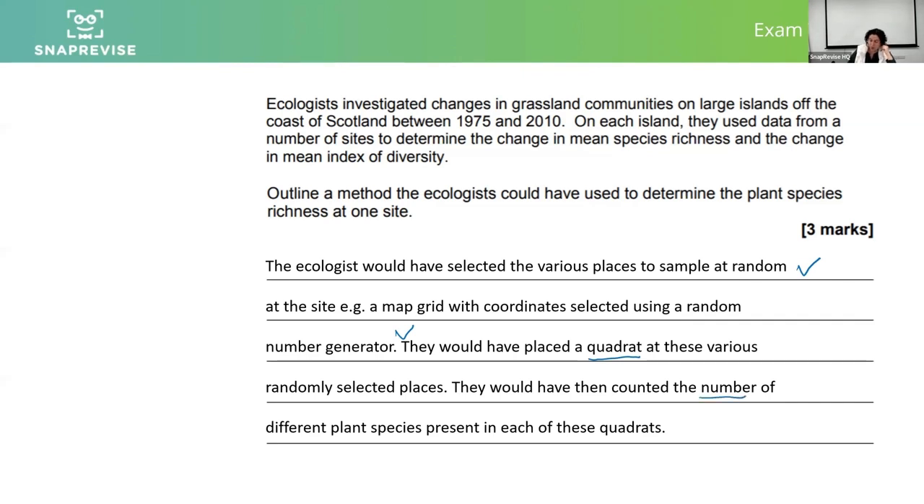So I know from my specification that species richness basically is the number of different plant species. And so that is what they're going to measure. So I'm outlining, I'm literally describing step by step how the study should be set up, with specificity though. And we're going to talk a little bit more about the approach to outlining or describing an experimental technique.